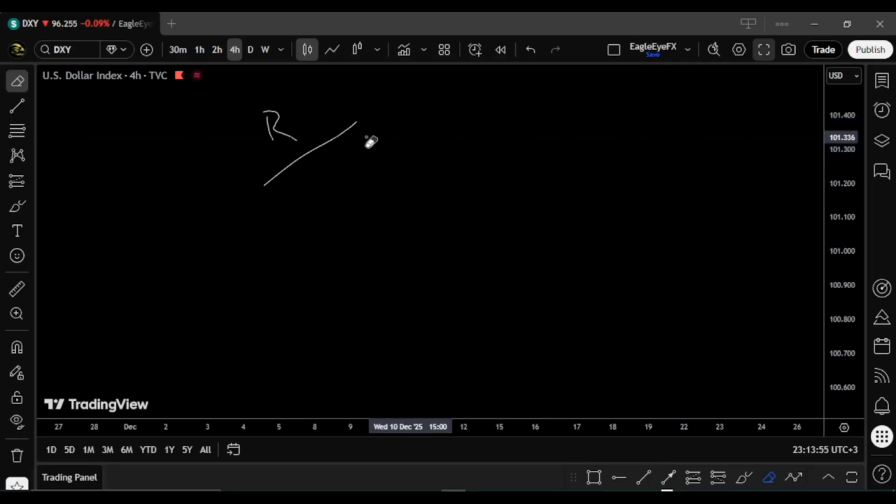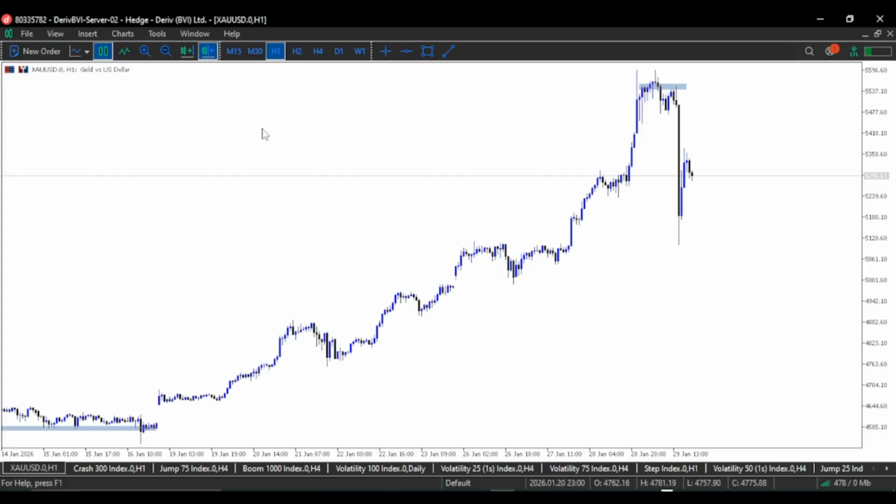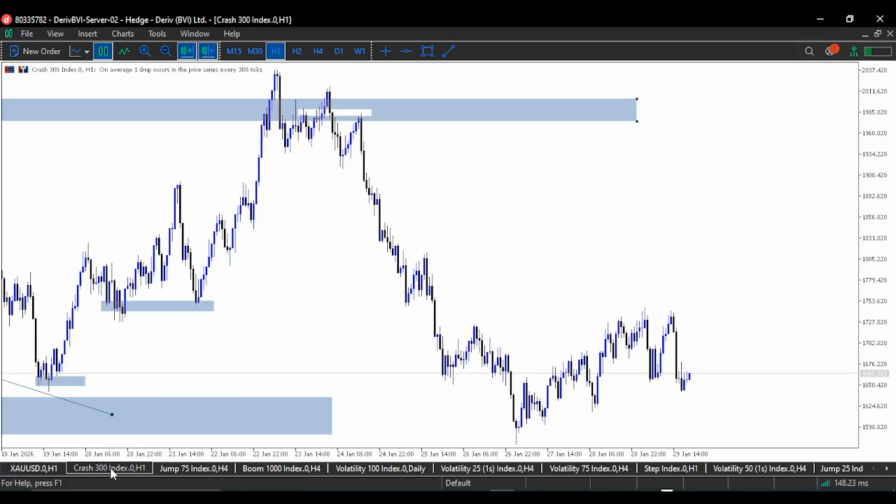So I want to go straight into the markets, into the charts, and show you a few examples. Right now I'm going to use one of my accounts that I normally use. As you can see, it's a live account, but I just want to show you a few examples. I'll start with synthetics.